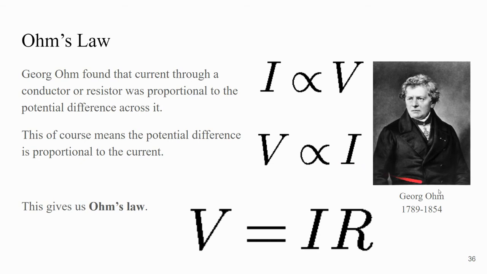So Ohm's law. Here's Georg Ohm. Georg Ohm found that the current through a conductor or a resistor was proportional to the potential difference across it. So current I is proportional to the potential difference V. If I is proportional to V, then V must be proportional to I. And it turns out that V is equal to I times R. The thing that relates their proportionality is their resistance. So this is Ohm's law, V equals IR, or just VIR for short. A very important fundamental thing to know about electronics. Ohm's law, VIR.